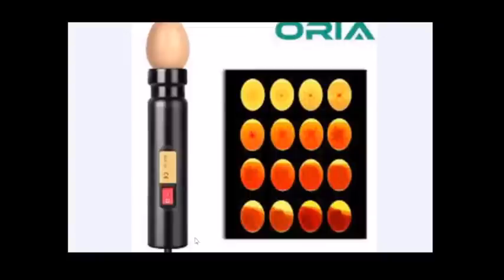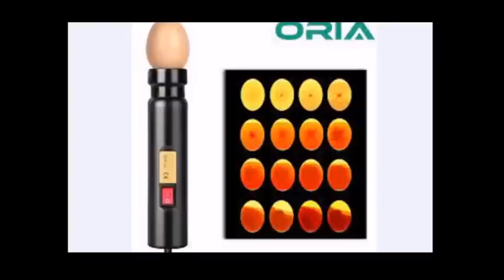You can see this is a modern candler, and it has the egg standing on it. When they power it on here, the egg on it will have light shone on it, such that we'll have the image of the egg in this box here. So it helps to know if the egg is developing or not.